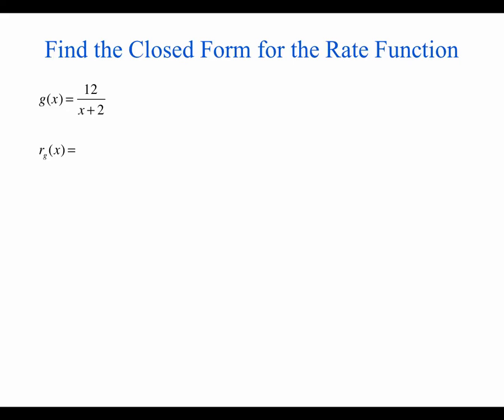What's our first step? What is r of g of x? It's the change in y for a change in x of h over the change in x. Our rate of change function. It's our approximate rate of change for a change in x of h.